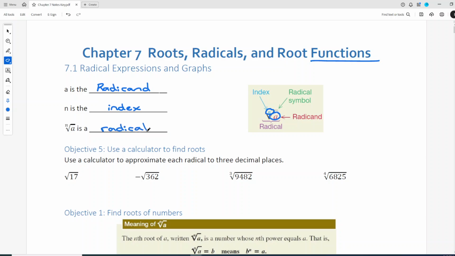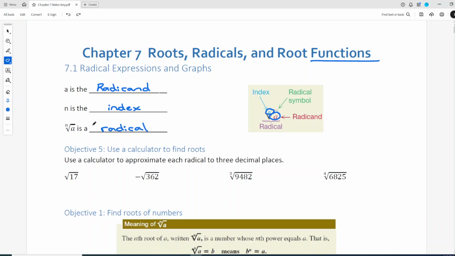We often talk about when we perform the operation. So for example, this one, the square root of 17, we would say the root of 17 is. So if you wanted to use that language, that's sort of the right place to use it.